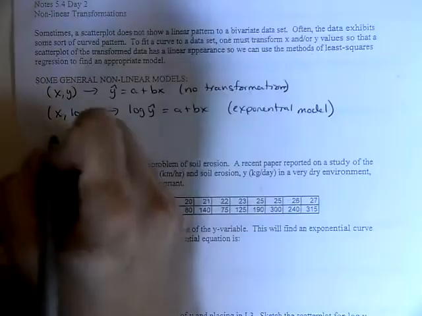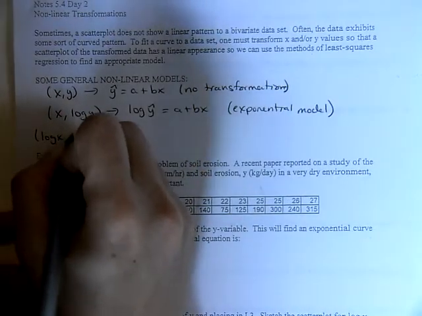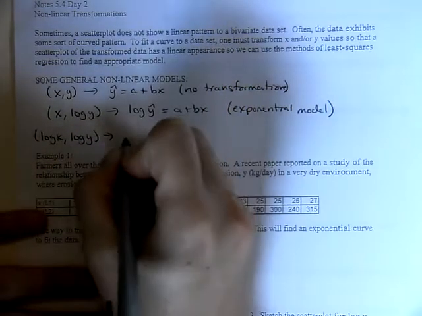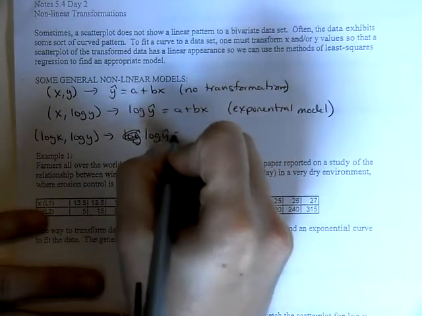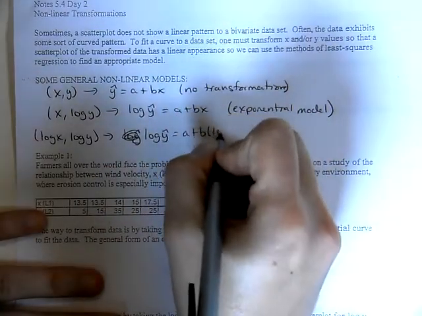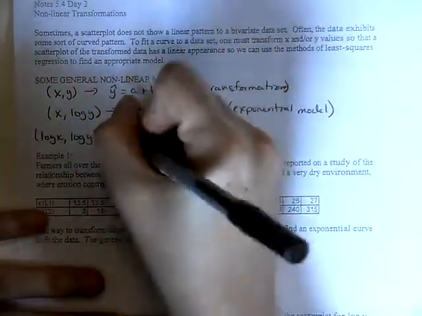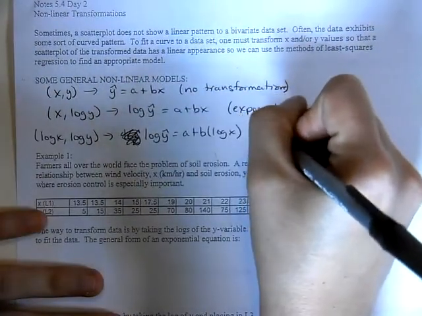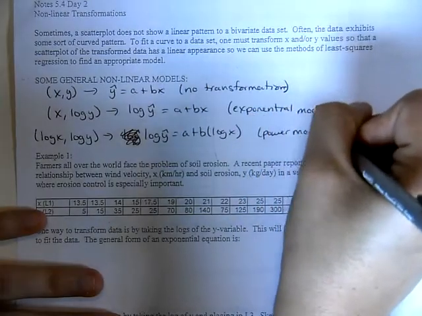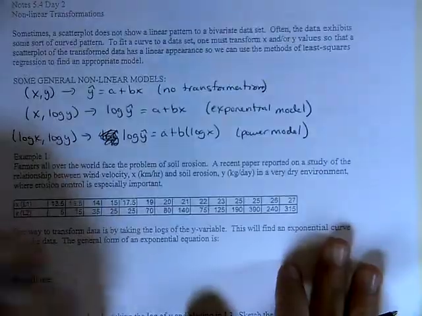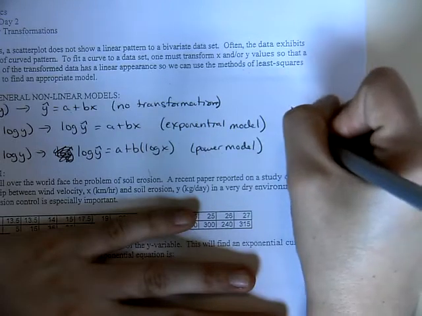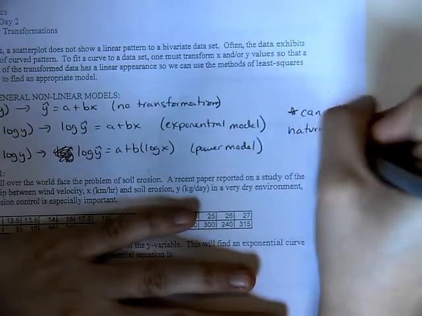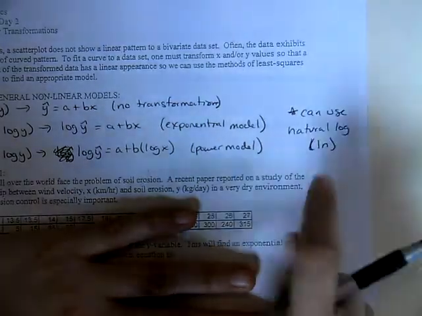Now, if that still doesn't work, we'll log both X and log Y. So then our equation is log Y hat equals A plus B log X. Okay, this is called the power model. Sometimes you'll see ln, the natural log, instead of log, but they're interchangeable.